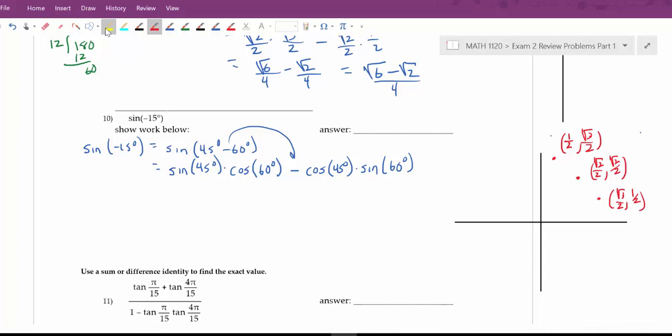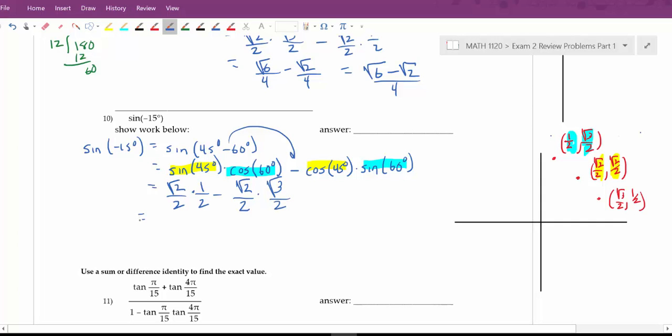Okay? So we're going to start by doing the sine of 45, which is that y value, so that's going to be square root of 2 over 2. Then we're going to do the cosine of 60, which is that x value, so that's 1/2. Then we're going to do the cosine of 45, which would be that x value, so that's going to be square root of 2 over 2. And then finally we'll do the sine of 60, which is this y value, so that's the square root of 3 over 2.